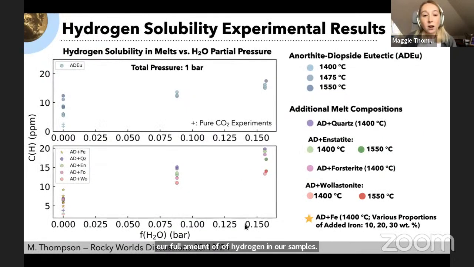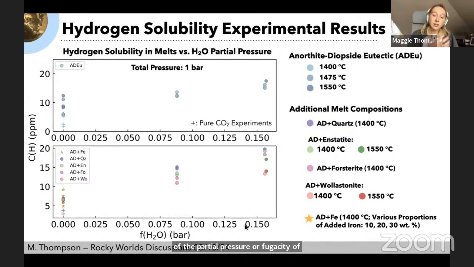Okay, so here's what our results look like. Again, we looked at different compositions and temperatures, so I'm going to try and present all of that here, which is a little bit challenging in one plot. Just to walk you through, both of these two figures are showing you the concentration of hydrogen, in parts per million, that's dissolved in these silicate glasses as a function of the partial pressure or fugacity of water in the gas phase.